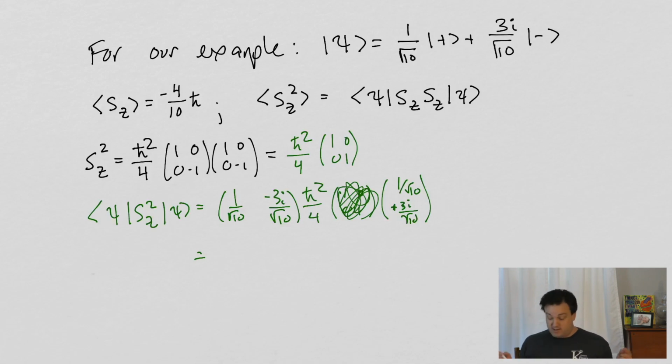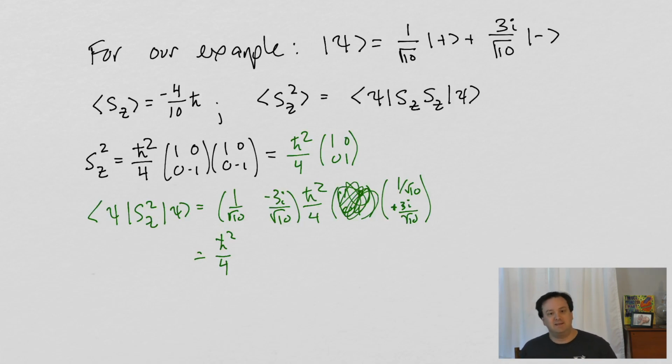And I'm going to do now a different type of dot product. I have h bar squared over 4. Now I have 1 over 10. Now, there's a minus sign and there's an i, so it turns to a plus. Well, that's plus 9 over 10. 1 plus 9 is 10, over 10 is 1. And I'm left with just h bar squared over 4.